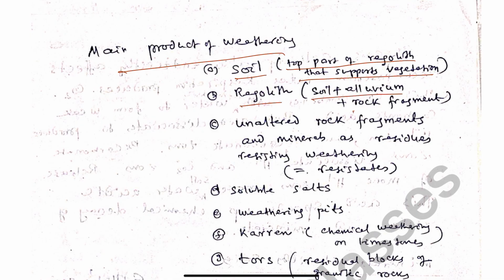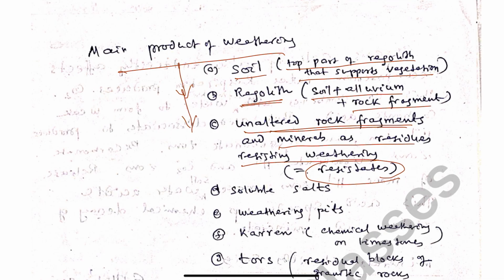Soil plus alluvium plus rock fragments, they are the regolith. So soil grades to regolith as you go down. And if we go down still further, we find the unaltered rock fragments and minerals as residues resisting weathering. These are called resistates.